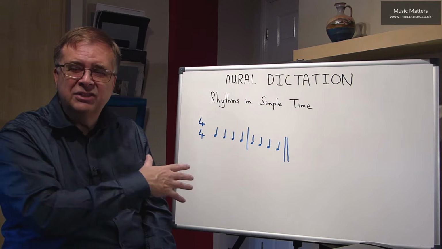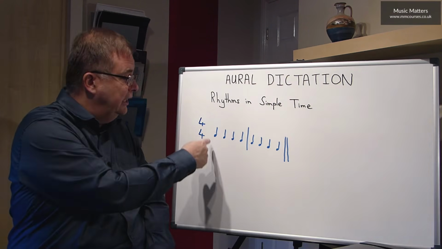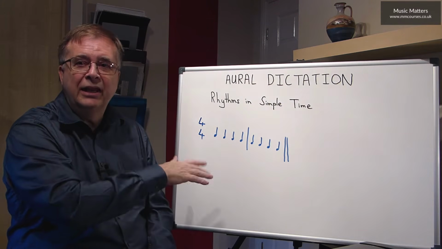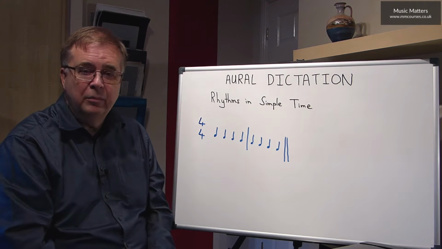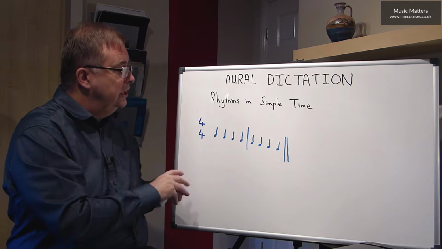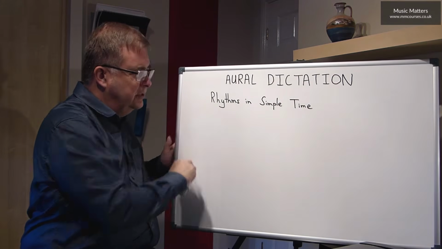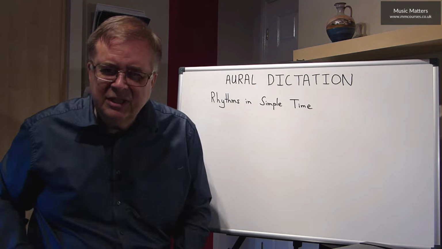So hopefully now you can see it, it's even clearer, because what I'm doing is I'm playing a note on each beat of the bar, and that note is lasting for the entire beat in each case. So that one is entirely crotchets or quarter notes. So there's our first experience of rhythmic dictation in simple time.